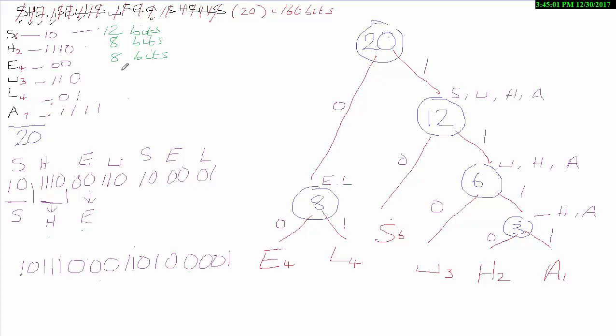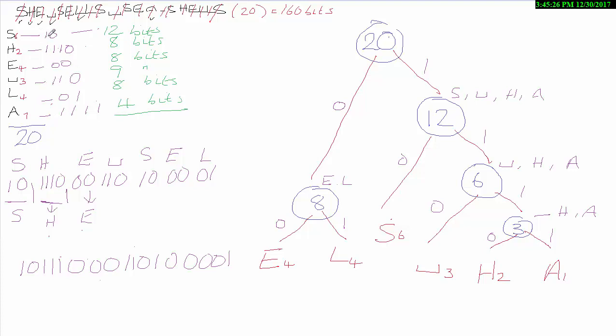9, so 3 times 3, 9 bits. 4 L's, 2 bits, so that's 8 bits. And 1 A, so that's 4 bits. You will find that the highest frequency items had just 2 bits to represent them, and the lowest frequency had 4 bits, and those in the middle had 3.